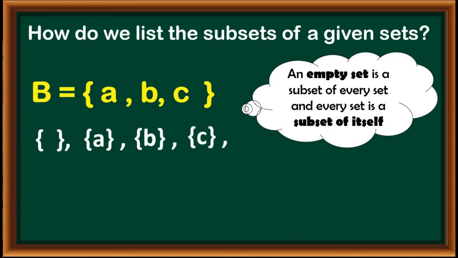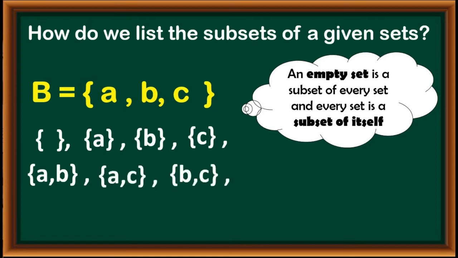B, and then C. Now, earlier, there were only two elements. This time, there are three. So, therefore, we can get subsets by 2. Let's have A and B, and then A and C, and then B and C. Okay, we're done with the by 2, and then let's go now to by 3. And that is itself. So, A, B, and C.